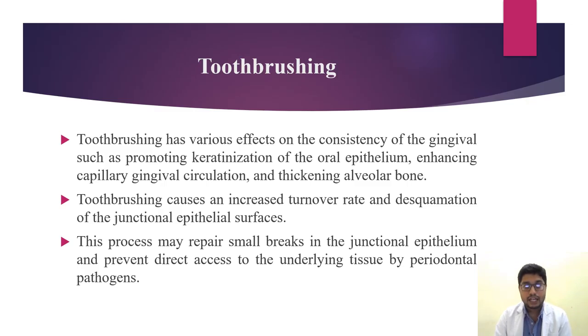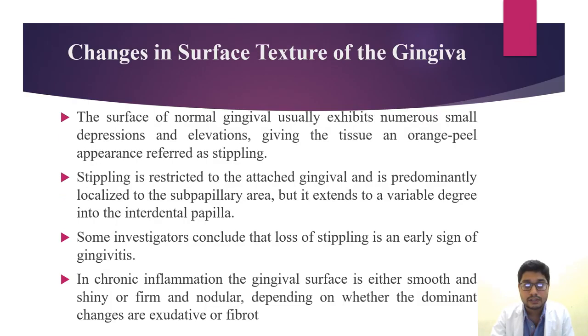masses. And tooth brushing is one of the main causes for the change in the consistency of gingiva, and tooth brushing causes an increased turnover rate and desquamation of junctional epithelial cells. So this process may repair small breaks in junctional epithelium and prevent direct access to the underlying tissue by periodontal pathogens.